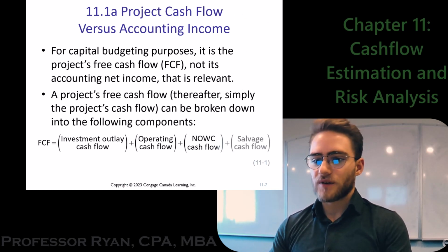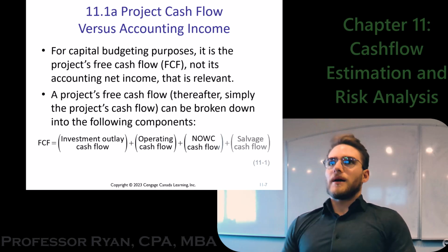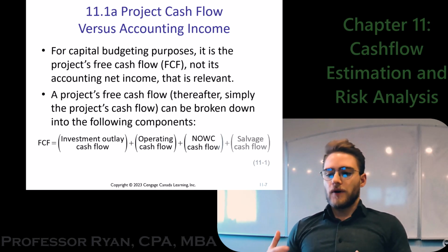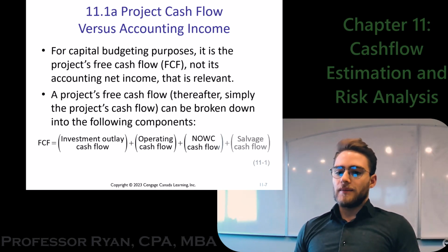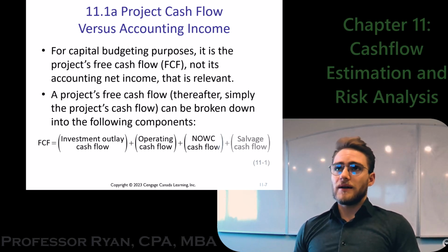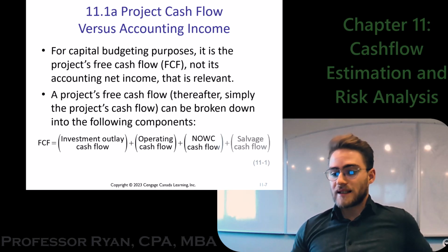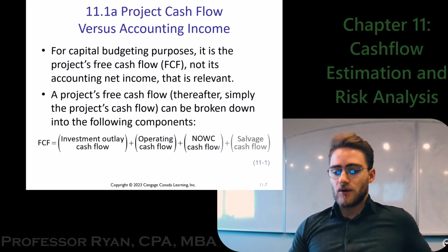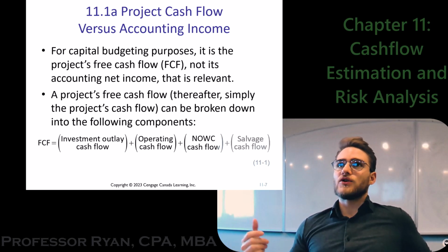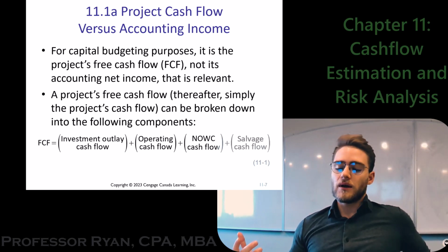So project cash flows versus accounting income. When we're dealing with capital budgeting purposes, it's always going to be the project's free cash flow, not its accounting net income. That's relevant. So a project's free cash flow, therefore, simply is the project's cash flow that can be broken down into a couple different components. So the investment outlay, this is usually your initial cash outflow.